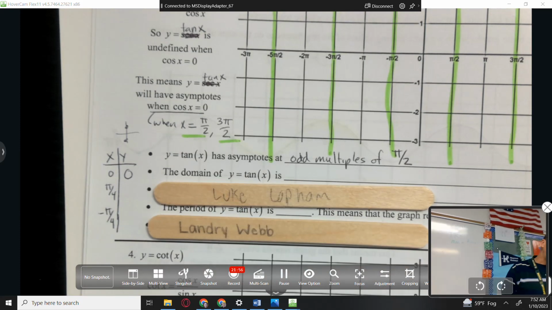Luke, how about the tangent of pi over 4? Negative square root 2 over 2 and square root 2 over 2. So what's root 2 over 2 divided by root 2 over 2? It's a lot of numbers. 1.